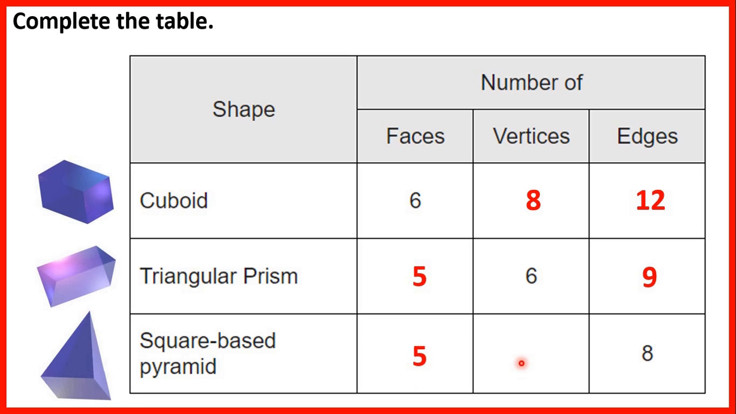Now for the number of vertices, we have 1 vertex at the top of our pyramid, but we also have 4 vertices along the base. So that's 5 vertices altogether, and then we have 8 edges, because we have 4 edges around our square, and then an edge connecting each of the corners to the top of the pyramid.